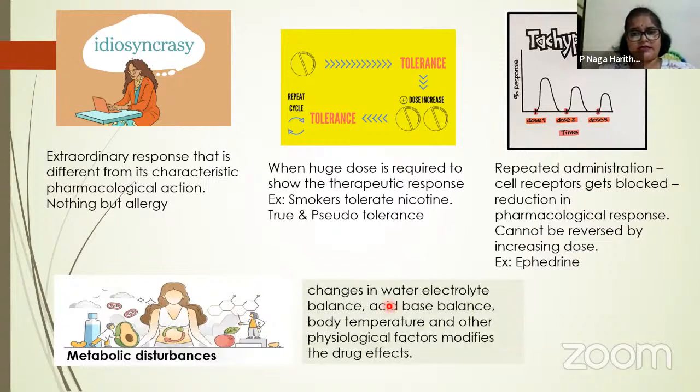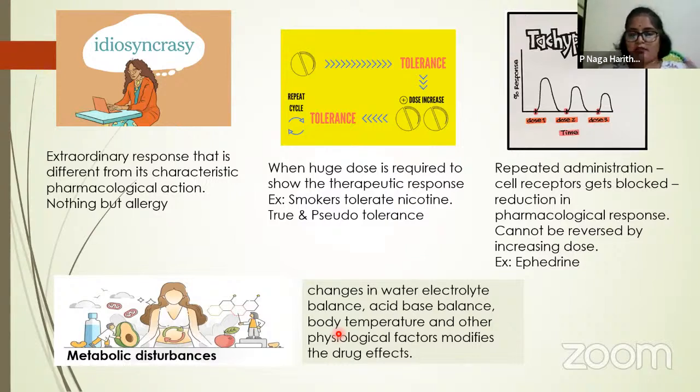Metabolic disturbances means any change in the metabolism of the body, or electrolyte balance, or acid-base balance, or the body temperature. That means if your body is not in the normal condition, if any metabolic disturbances are there, like a hormonal imbalance inside the body, then also the dose of the drug has to be altered or changed.